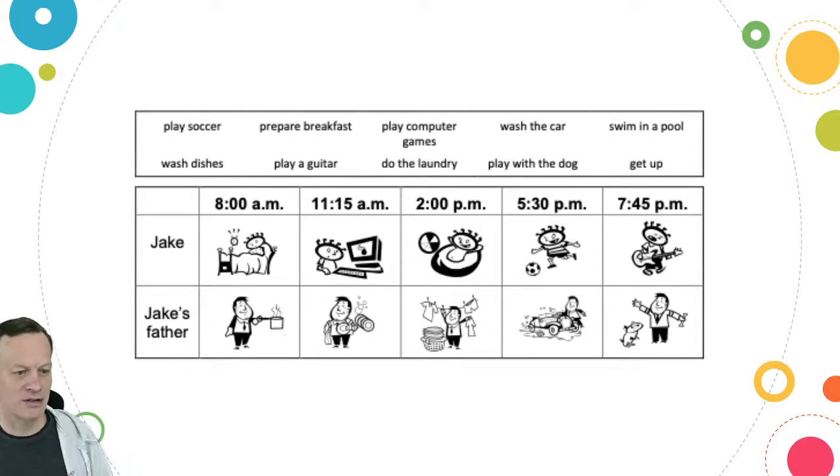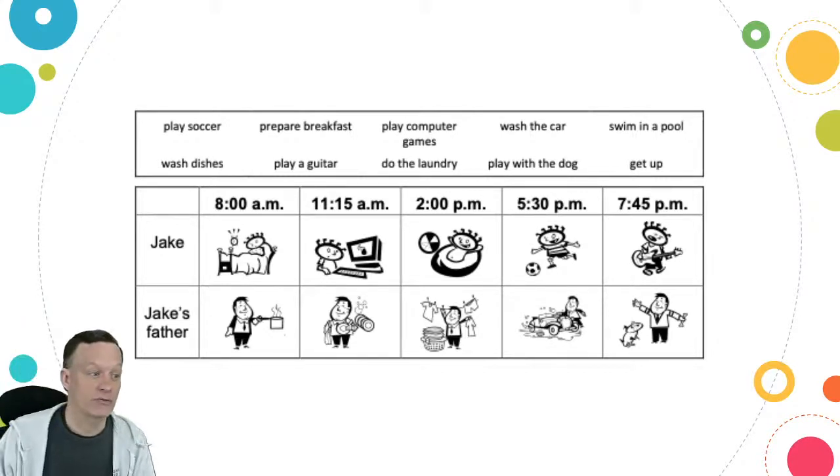Ugo says Jake's father was playing with the dog at 7:45 p.m. Perfect. Jake's father was playing with the dog at 7:45 p.m. Okay. V, I'm sure that it was a typo. Yeah, a mistake when you were typing. Do not forget the apostrophe with Jake's father. Jake's father's possessive. Okay, so don't forget that.